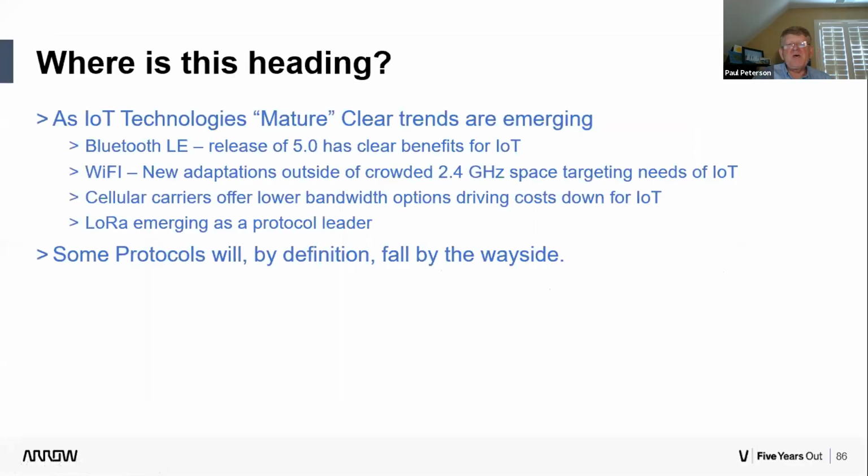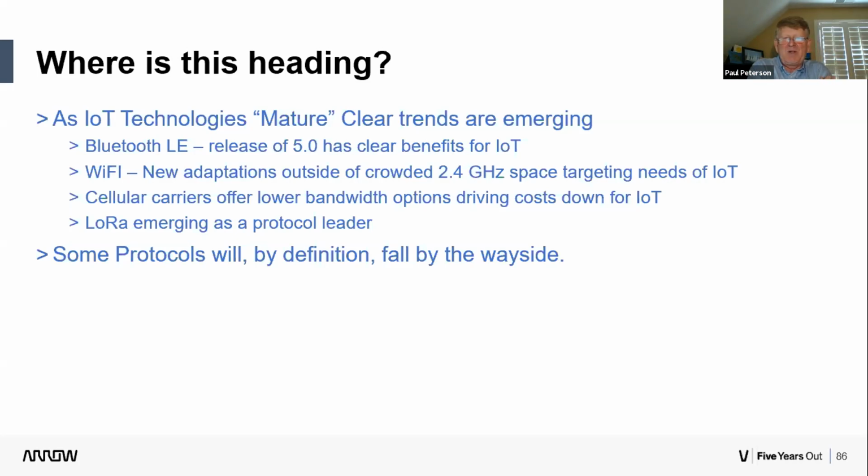So where's all this heading? As IoT technologies mature, certain clear trends are emerging. We see Bluetooth 5.0, 5.1, and 5.2 adding a lot of benefits to Bluetooth Low Energy that will help IoT. While there's a lot of previous generation 4.0 and 4.2 level BLE, for the most part all of those implementations support Bluetooth Low Energy. What's interesting is that 5.0 is backwards compatible with 4.2.